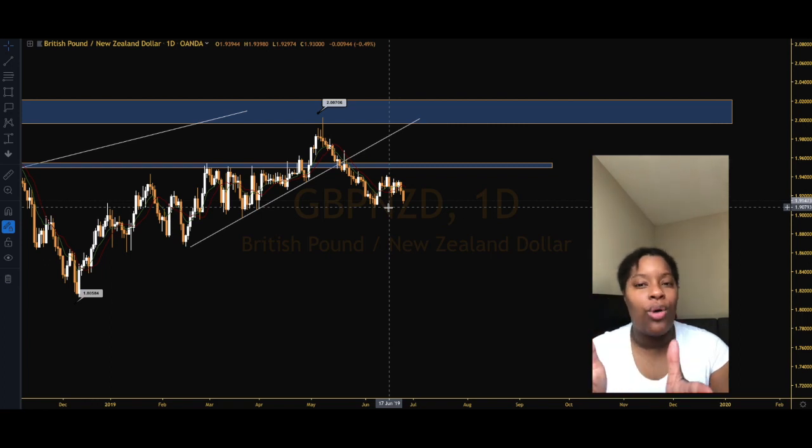So you guys, I hope you all enjoy this quick analysis on pound New Zealand, but also this gives you insight on kind of how to go forward and trade pound New Zealand as well. Remember, this is just my opinion, you guys, and how I read the market, but this is a quick tip on how to put structures together when it comes to trading.